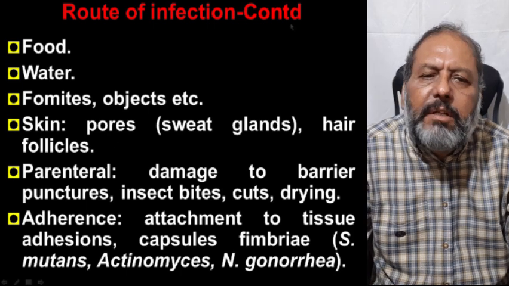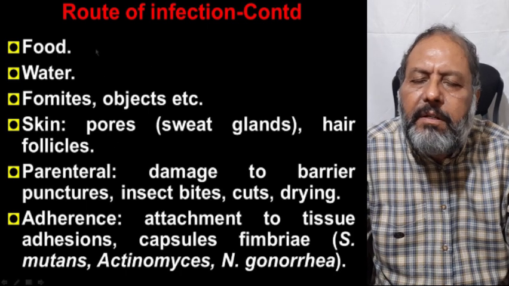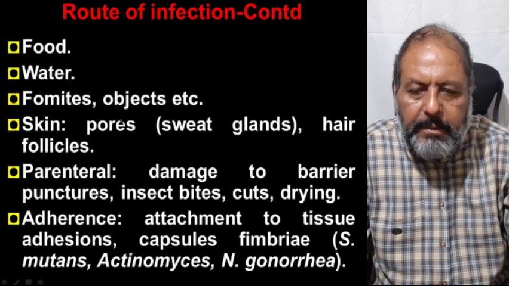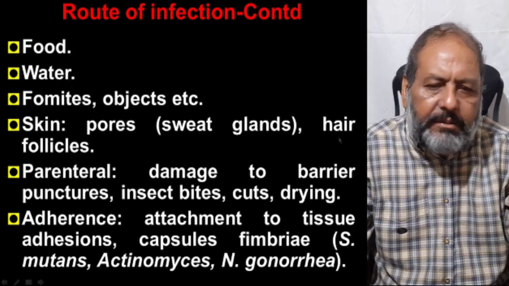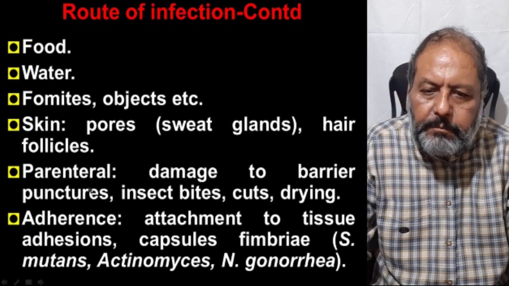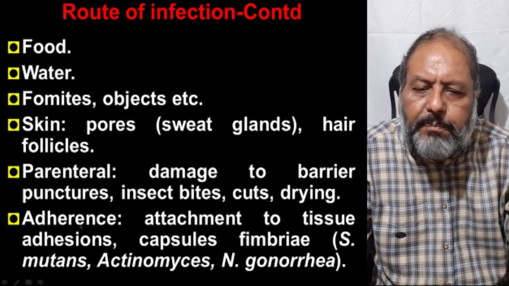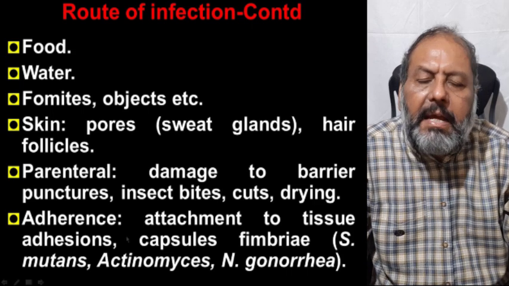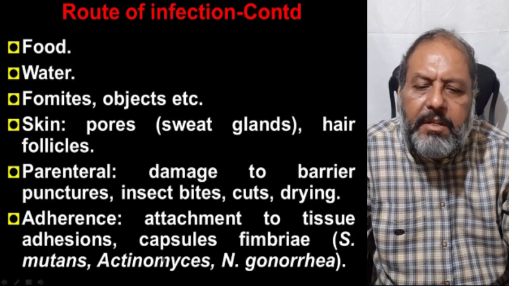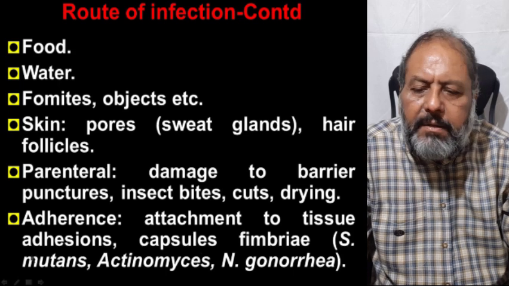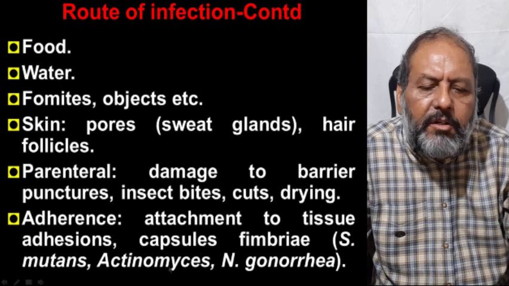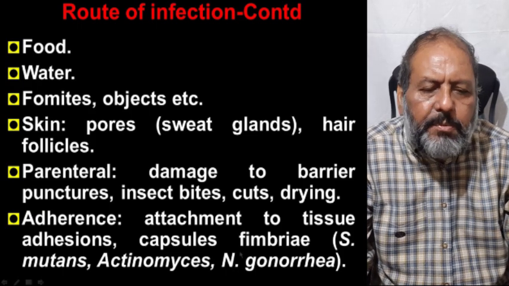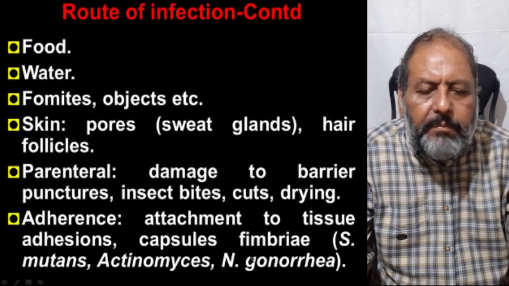So, continuing the route of infection, food is also a route of infection. Water, fomites, objects, skin pores, sweat glands, hair follicles, parenteral routes, damage to the barrier, puncture, insect bite, cuts, drying of the skin. Adherence is attachment to the tissue: adhesion, capsules, fimbriae, Streptococcus mutans, Actinomyces, and Neisseria gonorrhoeae. These cause the attachment to the tissue.